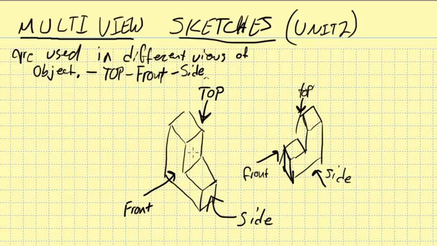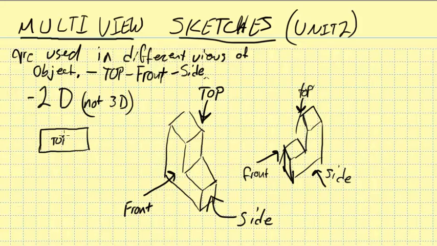So when we're looking at multi-view drawings, what we want to see is a two-dimensional view. So these are 2D, so not 3D. We only want a two-dimensional view of the top, front, and side. And they also get laid out in a certain order. So the top is always in the top left of your area. The front is also always in the bottom left of your area. And this is the area referring to the paper or wherever you're drawing.